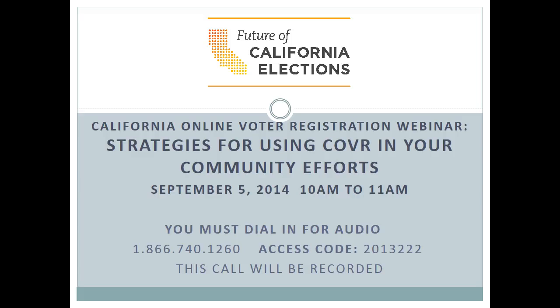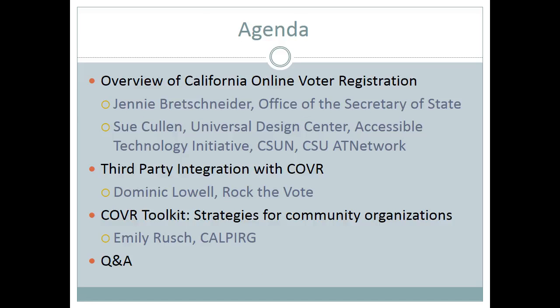Today's webinar is being recorded, and it will provide an overview of California's online voter registration system, including the languages that are now available and the accessibility features of that system. We will also learn about the unique feature of the California system, which allows for third-party integration. And finally, we will close by discussing strategies for using online voter registration in your community outreach efforts.